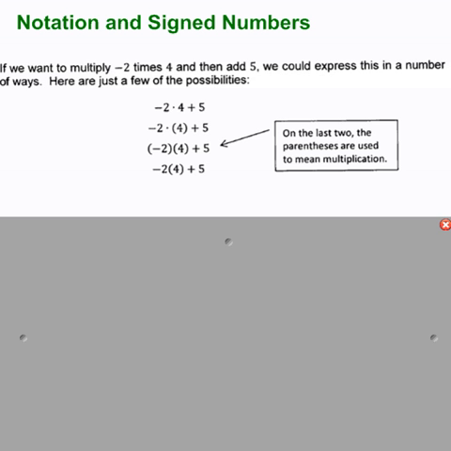So these examples here are all just showing the same thing. We have -2 times 4, and then we add 5 to it. Same thing here, -2 times 4, it's just shown a slightly different way. We add 5 to it. And another way of showing -2 times 4, and then we're adding 5 to it. So all of these will have the same answer. They're all showing the same thing, but you notice the notation is different. So that's what we want you to practice in this section.